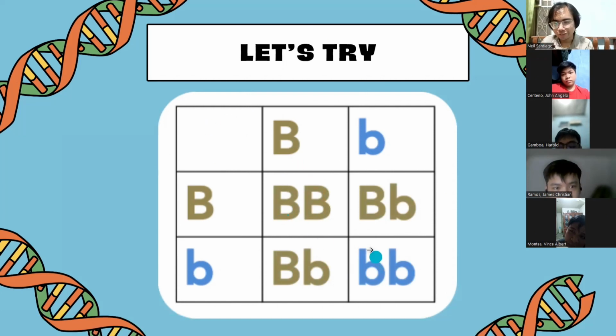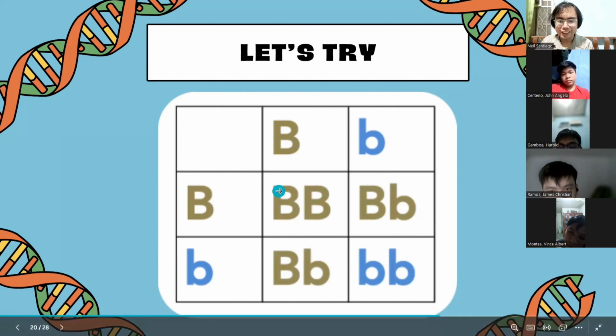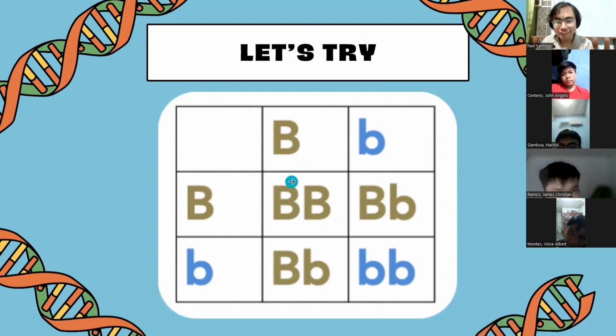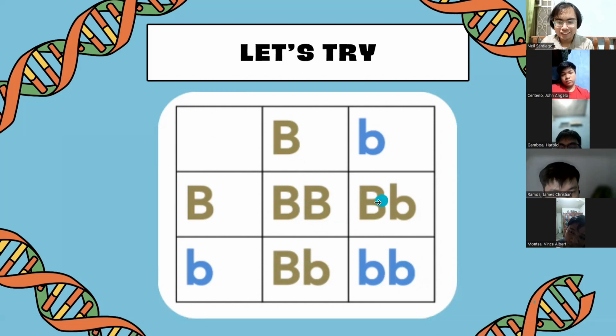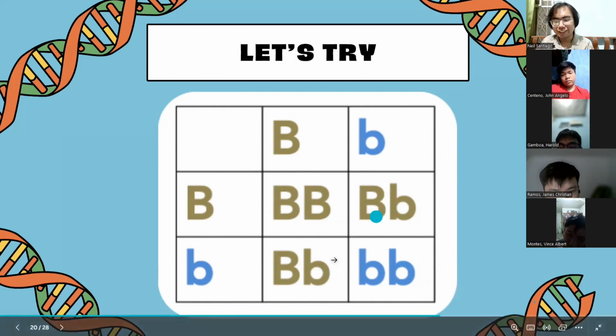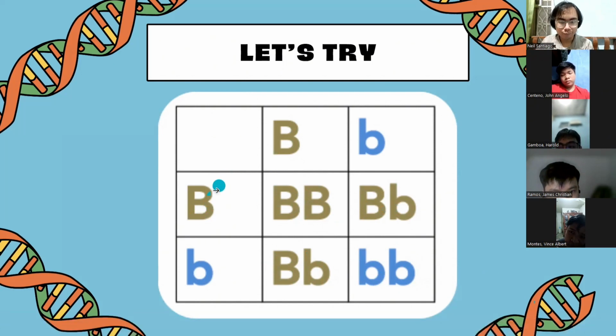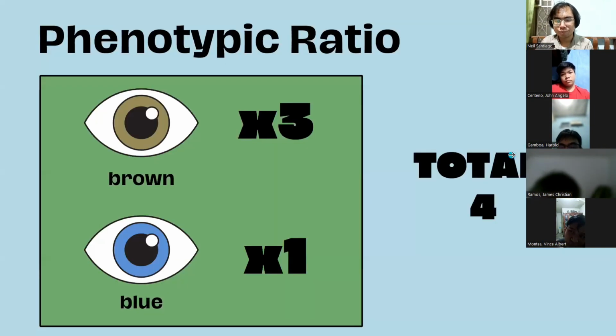Now these two, as you can see, they are purely homozygous. A homozygous dominant trait will manifest the dominant trait, and a homozygous recessive trait will manifest the recessive trait. These two on the side, however, heterozygous traits will still manifest the dominant trait, which is brown eyes. Now let's try to solve for the phenotypic and genotypic ratio. Now, the phenotype means the trait that has been manifested.